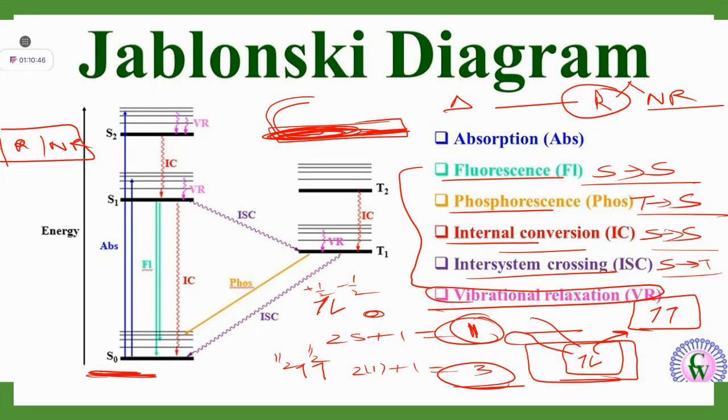Multiplicity: I have told you that in fluorescence multiplicity doesn't change, but in which two cases does multiplicity change? In phosphorescence and intersystem crossing. And in internal conversion and fluorescence, multiplicity doesn't change.